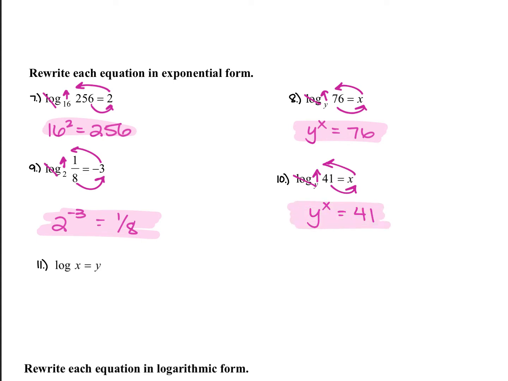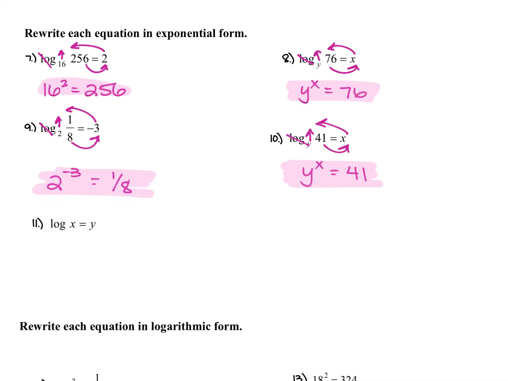Number 11 is a little different because it does not have a base on it. It's just log of x is equal to y. When there is no base on your log, it's understood that it's 10. So this is like saying log 10 of x is equal to y. That log disappears. 10 becomes the big number. Y becomes your power on the 10, and your x is your answer. So that's 10 to the power of y is equal to x.